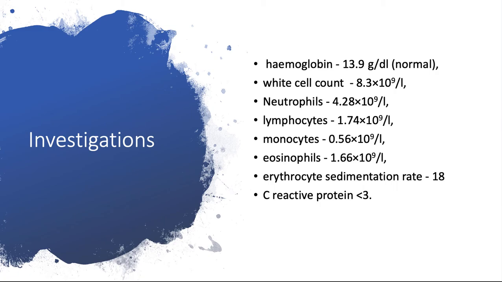When she was examined in the respiratory clinic, she was afebrile, non-tachycardic or tachypnoeic, and her chest had bilateral air entry without additional sounds. The heart sounds were normal. Investigations showed a normal hemoglobin, white cell count, neutrophils, lymphocytes, monocytes, and eosinophils, erythrocyte sedimentation rate of 18, and C-reactive protein. And you can see the results of laboratory investigation on the slide.